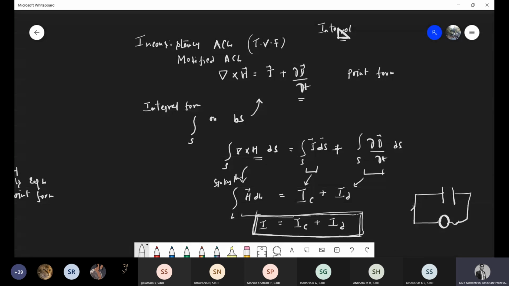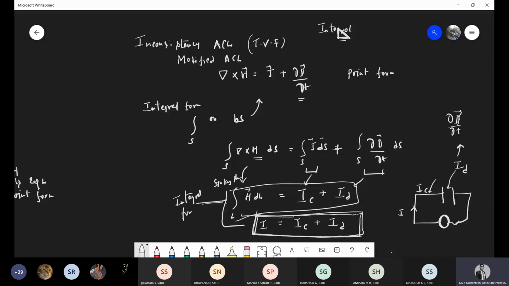So there was a current here in the loop. I call it conduction current, and here I call it displacement current. And this displacement current is the rate of change of electric flux density. And this is an integral form. See, this equation is an integral form.